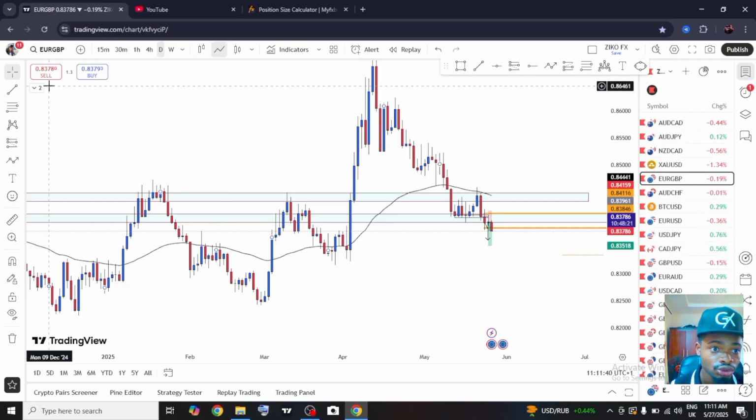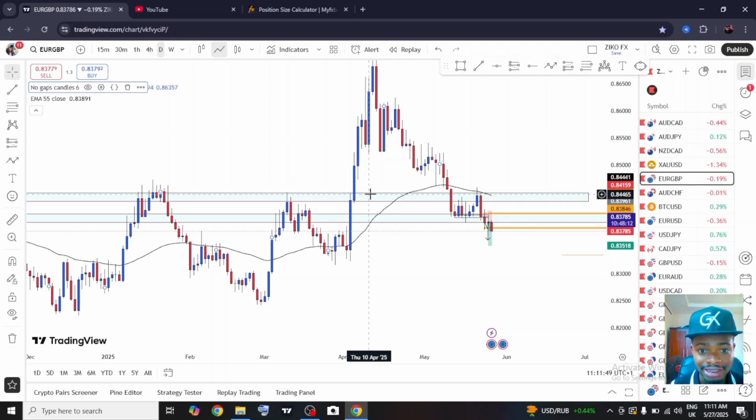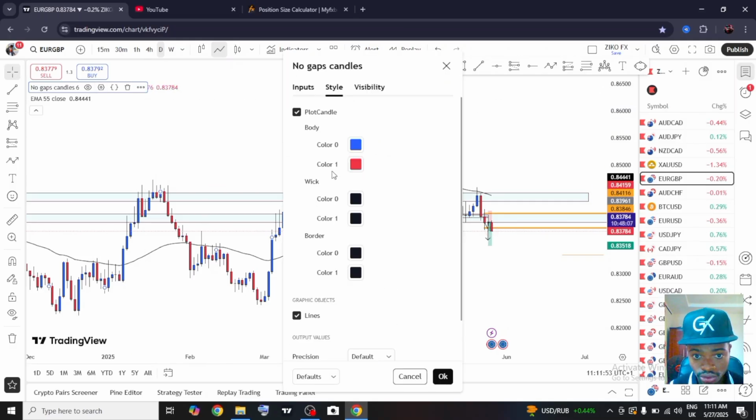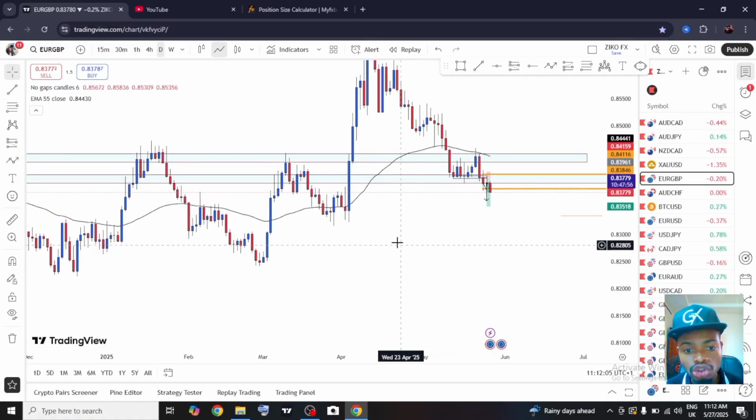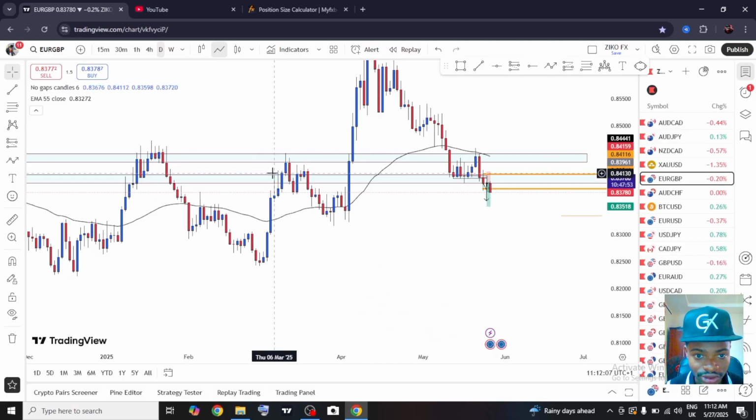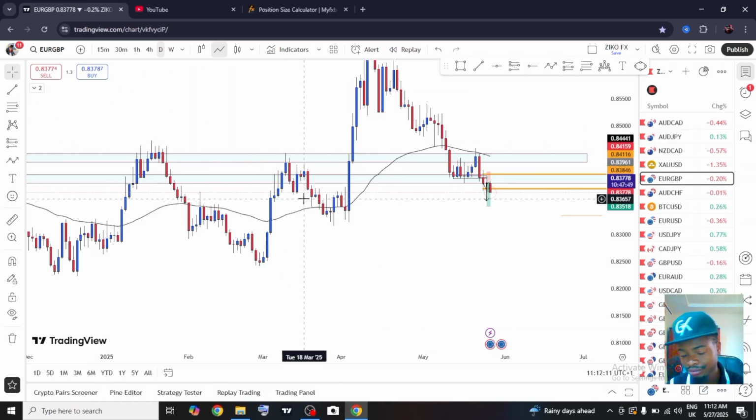Then you now put this no gap candle. You search it in your indicators, look for no gap candles. Then once you bring it to your chart, you'll be seeing it as your normal candlestick colors, right? Then you click on settings, go to style, turn this one to blue, turn this one to red, then turn the wicks to black, turn the borders to black. And once you are done, your chart should be looking just like this, apart from this area of interest though. Your chart should be looking just like this.